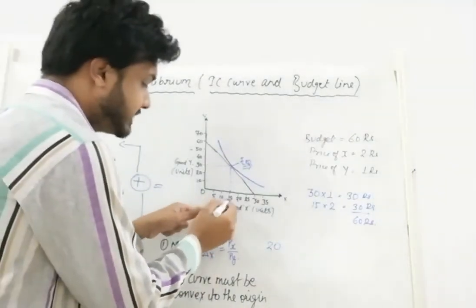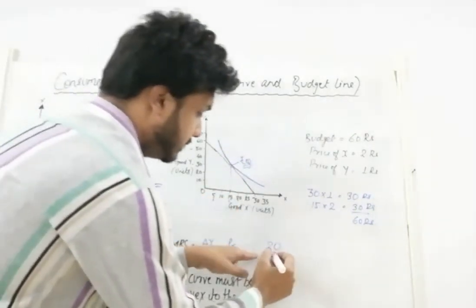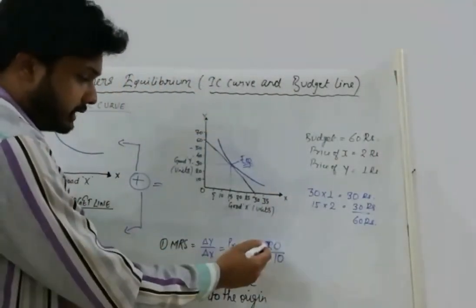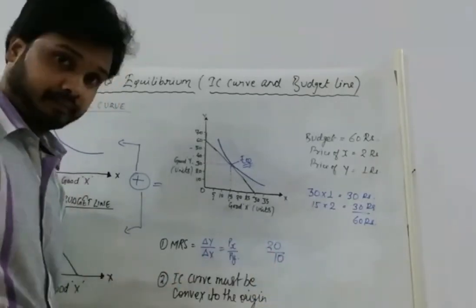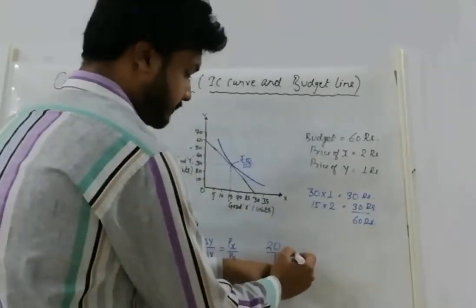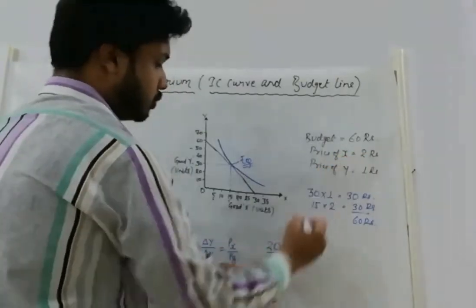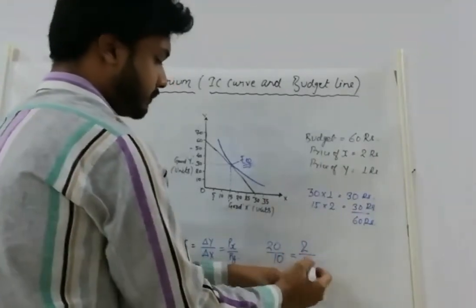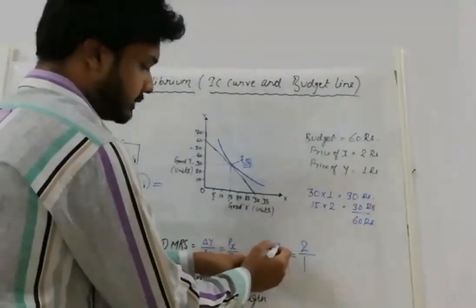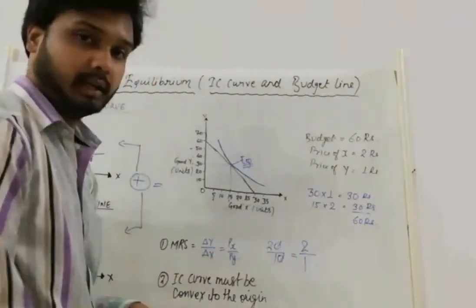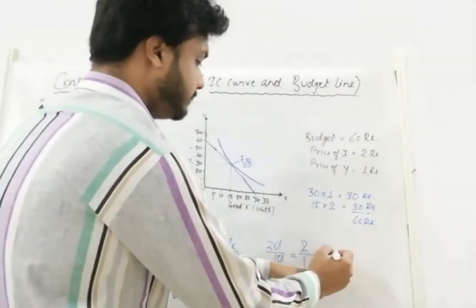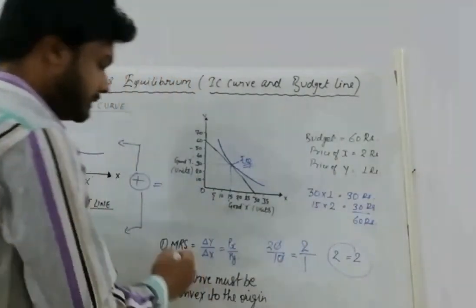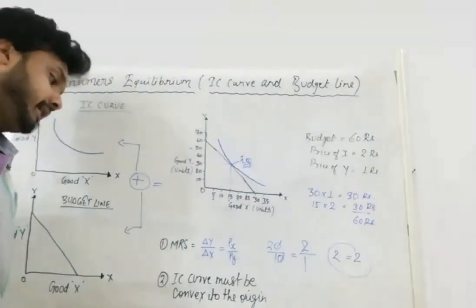So how much is the change in X? From 5 to 15, that is 10 units. So delta Y is 20, delta X is 10. This must be equal to the price of X, 2 rupees, upon the price of Y, 1 rupee. We can easily see here that the zeros will be cut. Here we will get 2 and here also 2. So we can see that the first condition is getting satisfied.